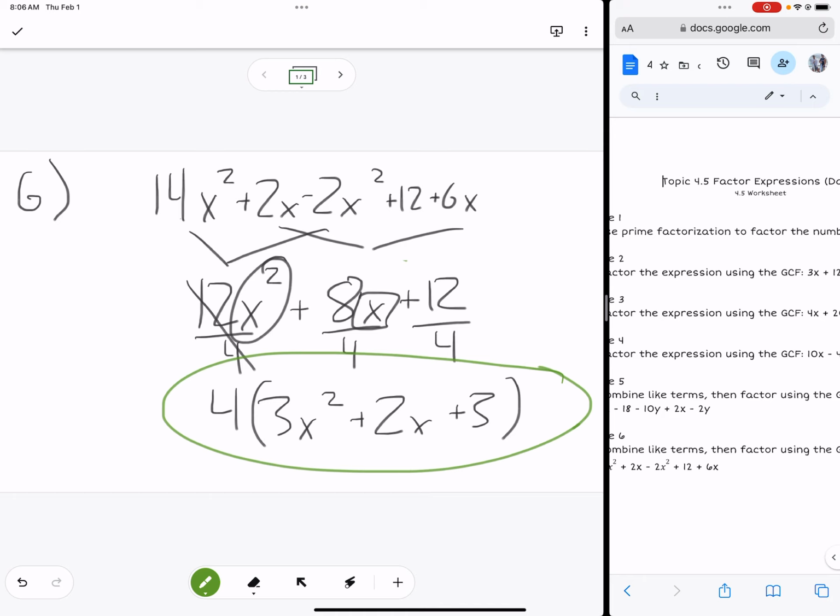Your homework is going to be the worksheet on the back of your note packet. You can turn it in either today or with the note packet at the end of the lesson. It's just factorization. It's pretty easy.